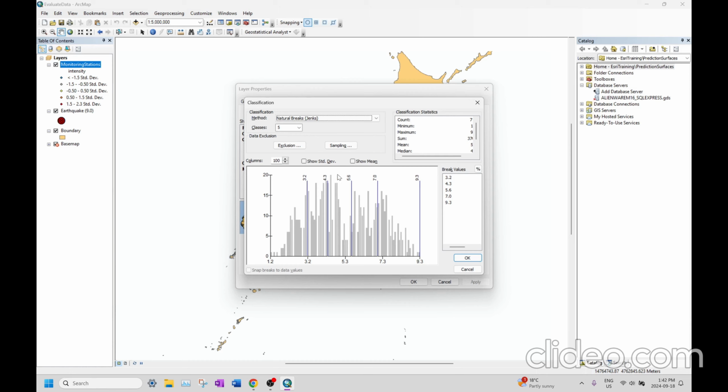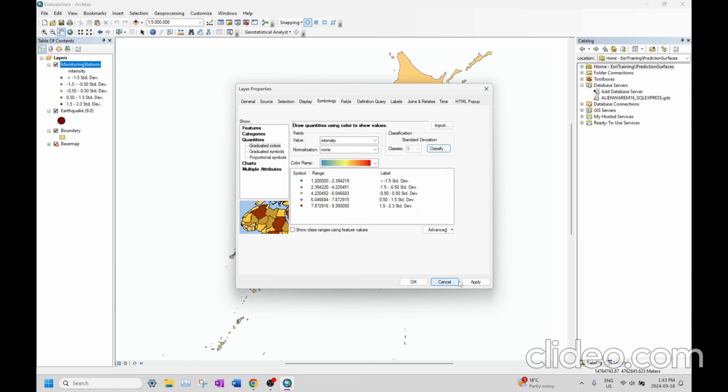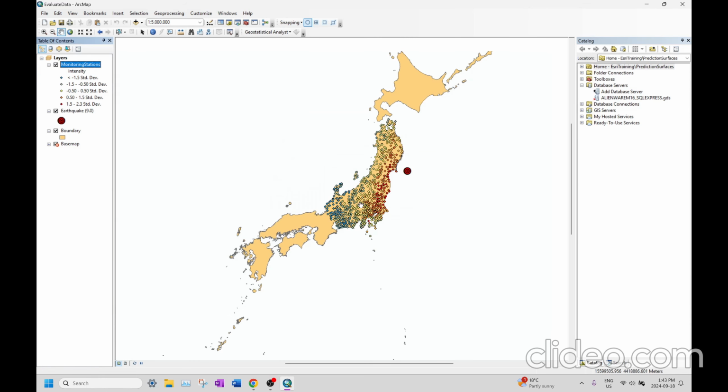Because the data is not really normally distributed, we change the standard deviation. The purpose of changing the standard deviation is that we want to exclude the outliers, and that's why we made this.